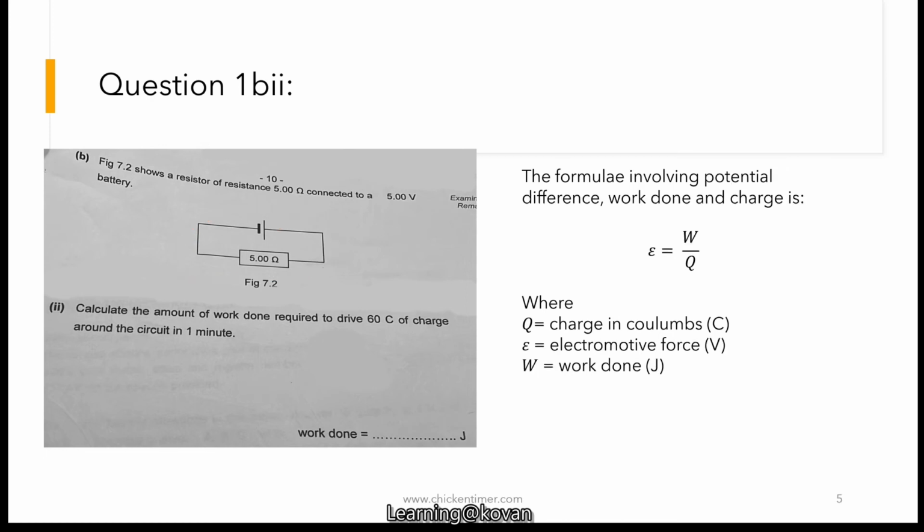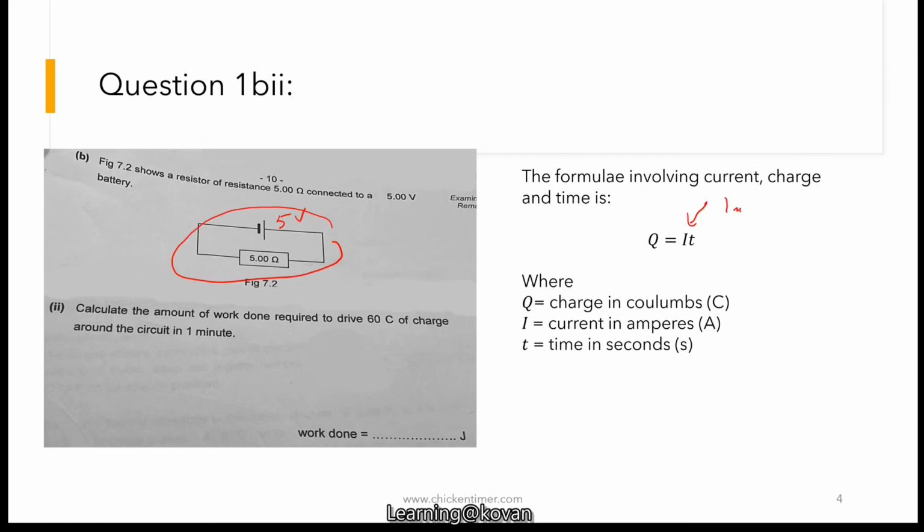So over here, 1 minute here, then if we want to use this, that means I have to change it to seconds, so 60. Then you have Q, which is 60 coulombs, and then we do not know the current over here. The thing is, you have to think about it. Do you need current? Probably not, right? The question did not ask us for current.